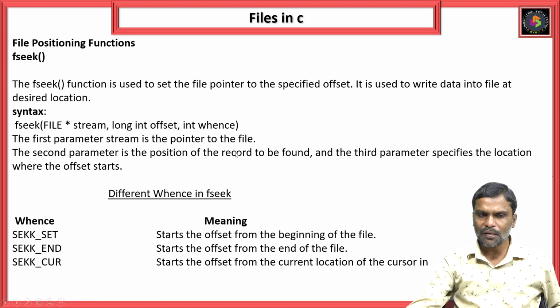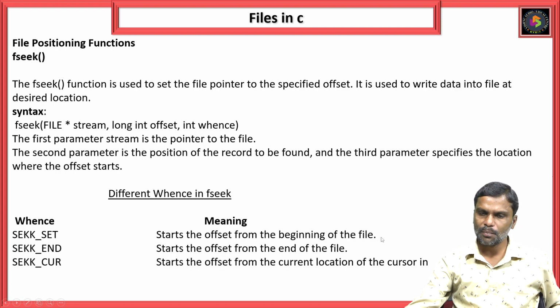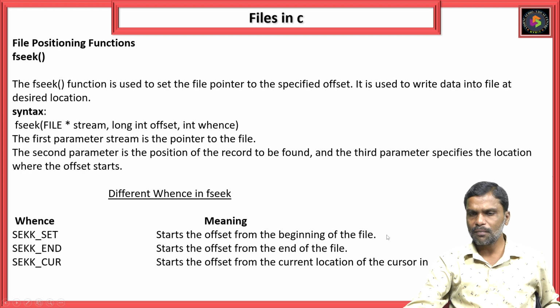Now, what is the meaning of fseek? BVRIT Narsapur is my file name. From that, it begins the printing from the beginning of the file. That means BVRIT Narsapur will be printed.